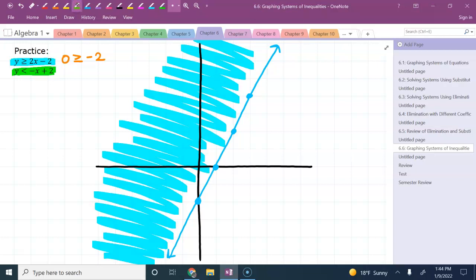Now, moving on to the second equation. It says y is less than negative x plus 2. So what you should have done is started up at positive 2 this time. So go up 2 and draw your first point. And your slope for this one, just like in that example I showed you up above, it's negative x, which means that your slope is down 1 and right 1.